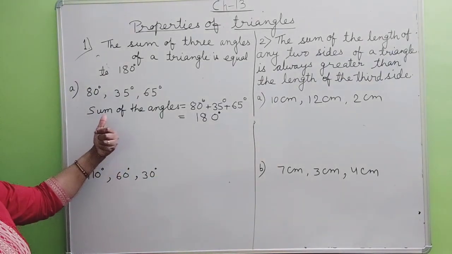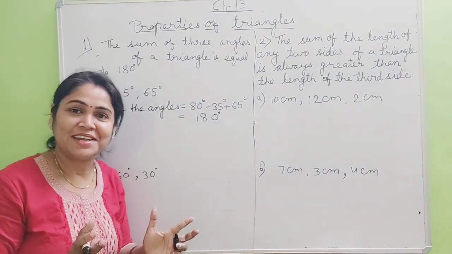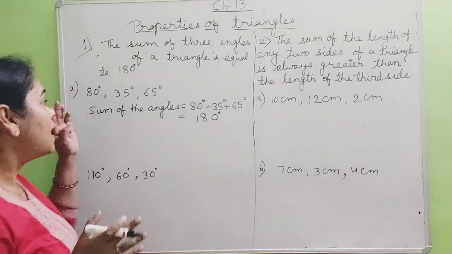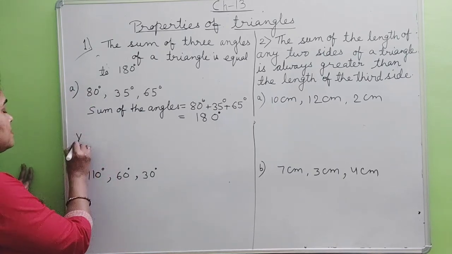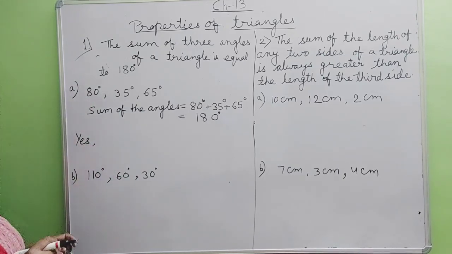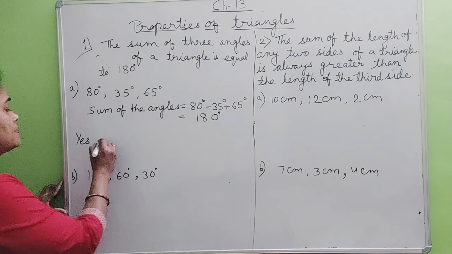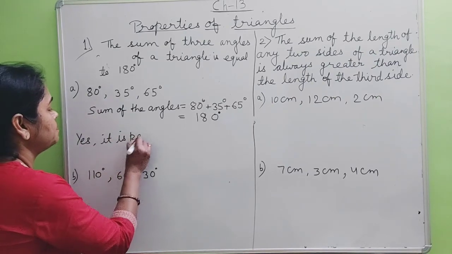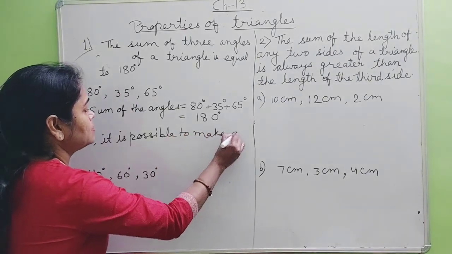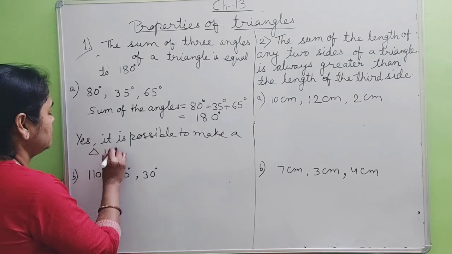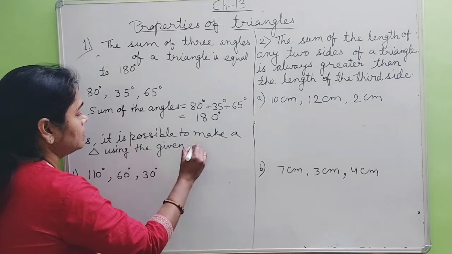So what did we find? We found that the sum of the angles is equal to 180 degrees. When it is 180 degrees, we can say that these are the measurements of the angles of a triangle. So yes, it is possible to make a triangle using the given angles.